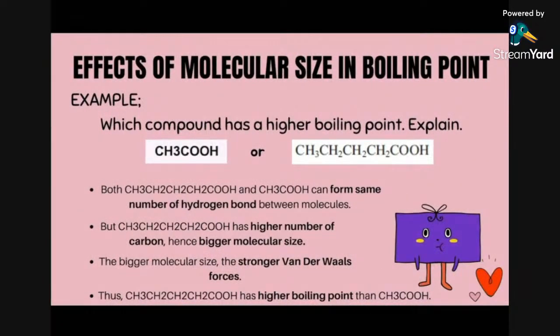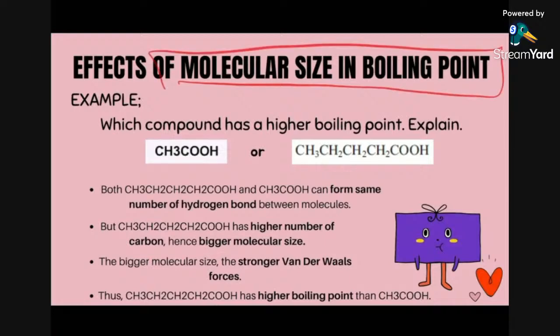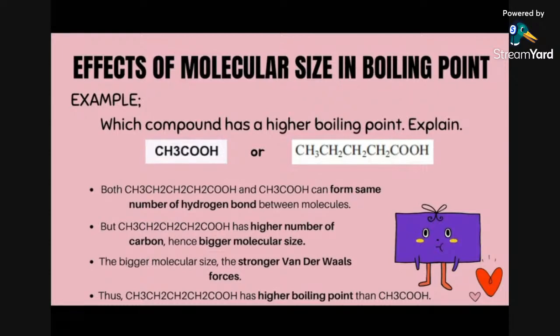So the second one is effect of molecular size in boiling point. Which compound has higher boiling point and explain? Okay, ni kan ethanoic acid. Ethanoic acid. Dan yang ini ada 1, 2, 3, 4, 5. So ni pentanoic acid. So both pentanoic acid and ethanoic can form same number of hydrogen bond. Kenapa? Sebab dua-dua ada satu je functional group between the molecules. But pentanoic acid has higher number of carbon.